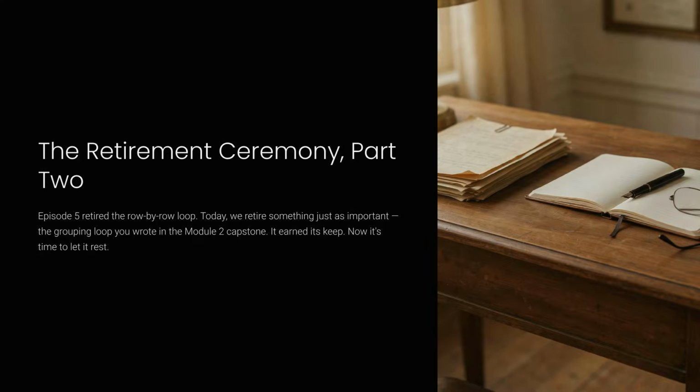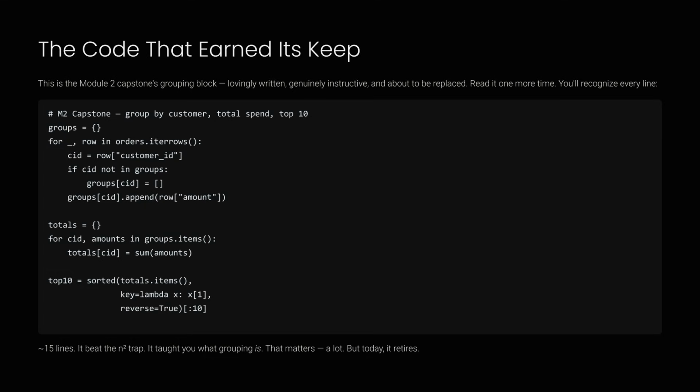It is time to retire the grouping loop you wrote in your previous capstone. While it was a great way to learn, we have a more efficient, professional approach to explore. Here is the block of code you likely wrote before. It uses a loop, a dictionary, and a manual sort. It served its purpose perfectly. But today, we replace it with a single, elegant line.